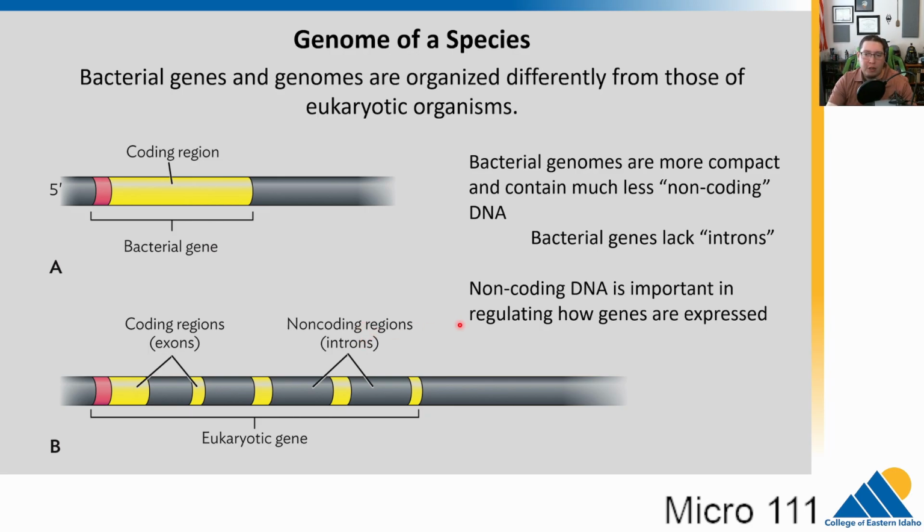But we now know that it's really important in regulating when this gene gets expressed or gets made into a protein. This non-coding DNA has functions in that. So in the bacterial genome, you see that these what are called introns are missing. It's just that dense coding information right there. So that's the big difference between eukaryotes and prokaryotes in terms of their genomes.